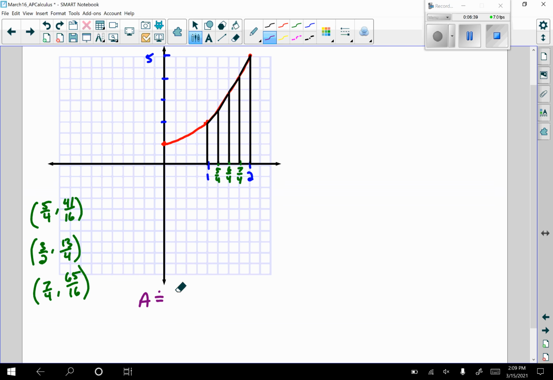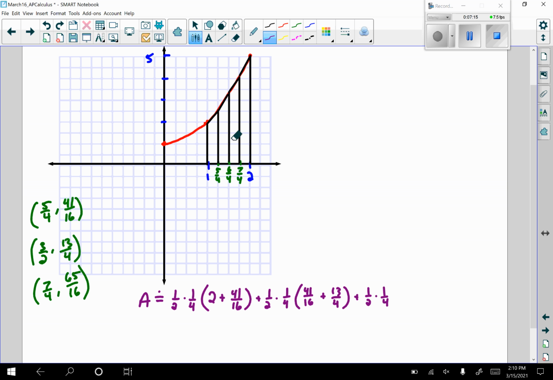So the area is approximately, I'm sorry, start off with 1/2 times 1/4. Again, our first base is 2 plus the 41/16. It's the height of our second base. And then we'll have plus 1/2 times 1/4. Our first base of the second trapezoid is the 41/16, and then the next will be the 13/4.